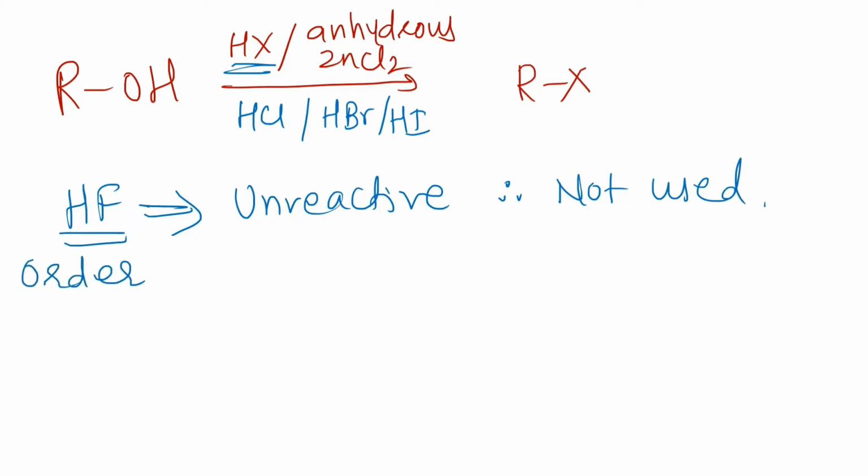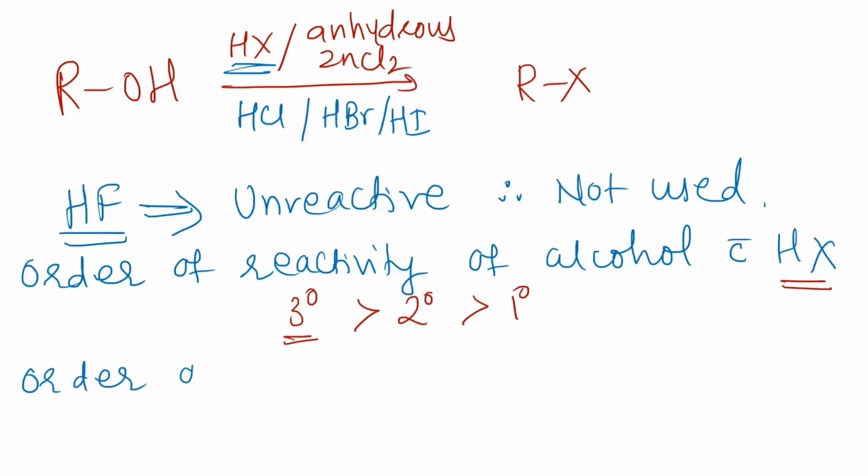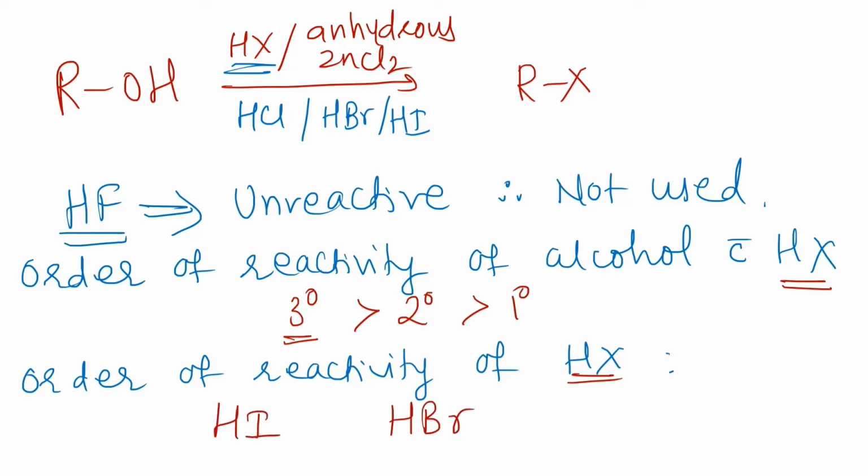Before we move further, please note down the order of reactivity of alcohol with HX: tertiary, secondary, and primary. That means tertiary alcohols react faster with HX. Also note down the order of reactivity of HX. HX means it could be HI, HBr, and HCl.